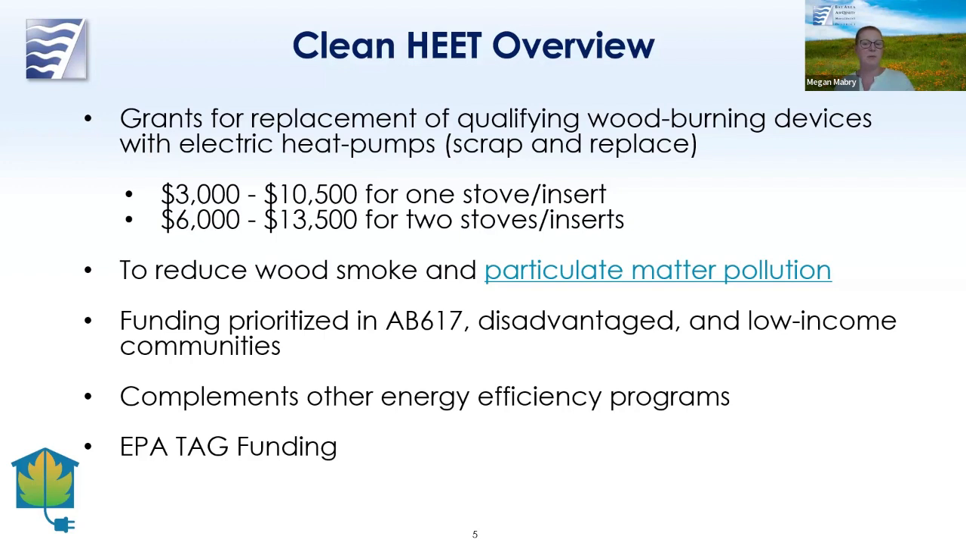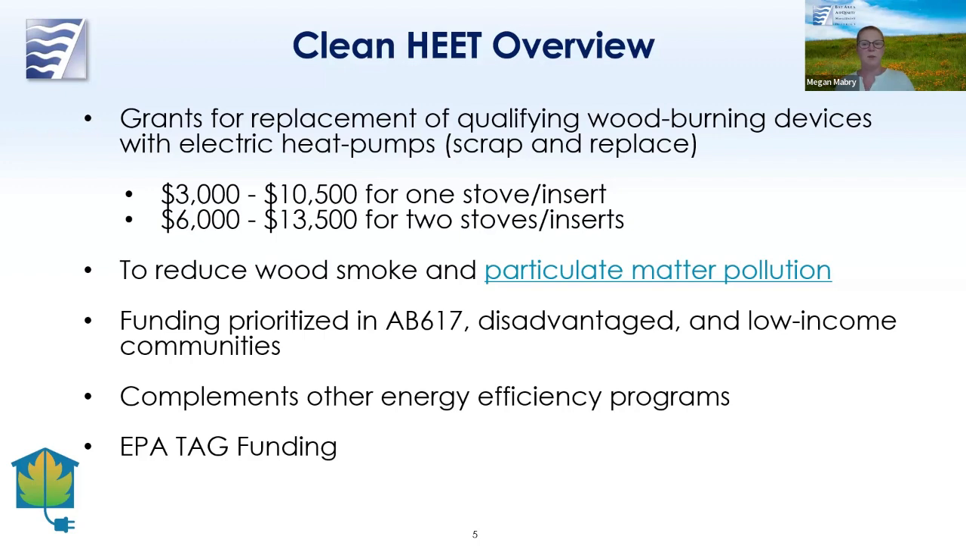This is a scrap and replace program, meaning that your wood-burning device must be scrapped in order to be eligible. Projects that replace one wood-burning device can receive $3,000 to $10,500, with most projects receiving around $6,000. Actual award amounts will vary depending on the number of wood-burning devices being replaced, the age of the devices, and if the applicant participates in an eligible low-income assistance program. We will go over these details in a later slide.